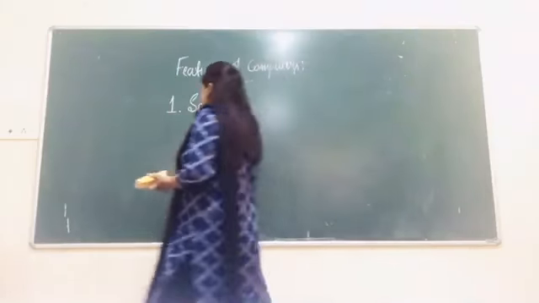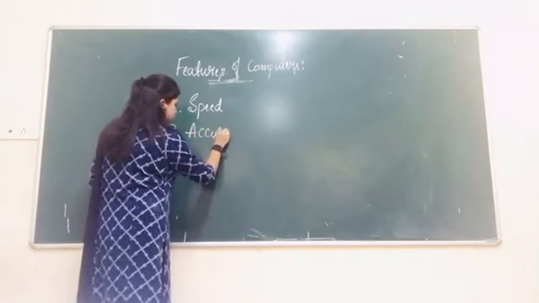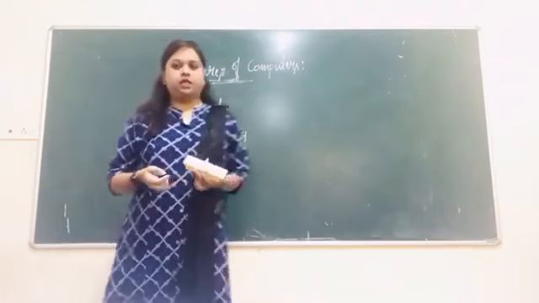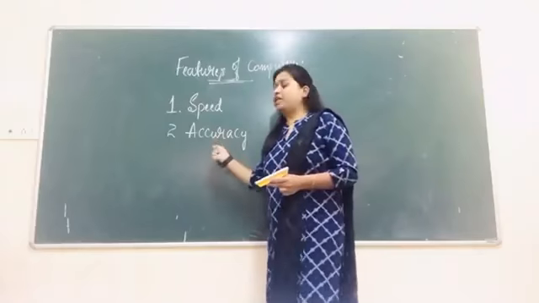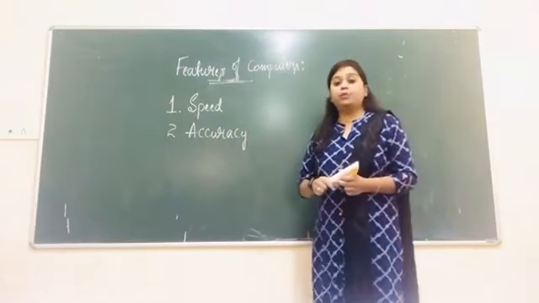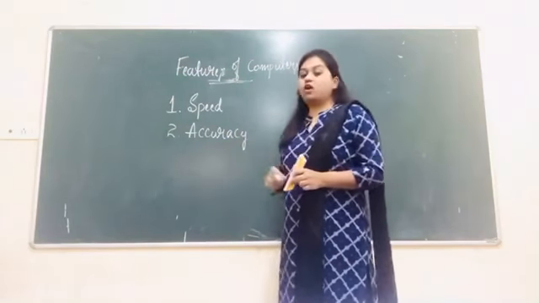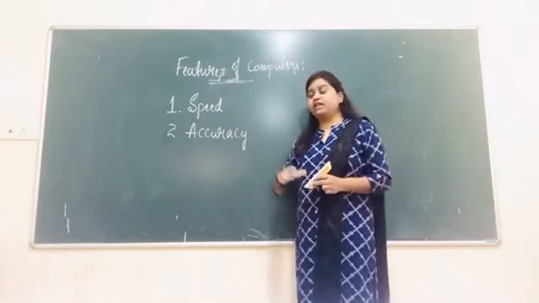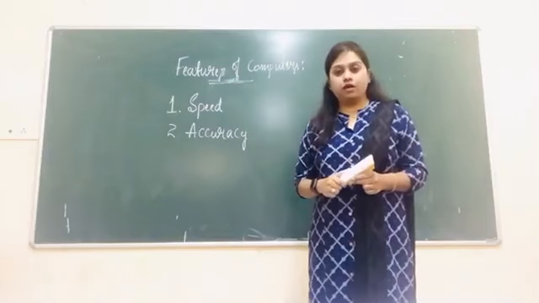And the second one is accuracy. That means the computer is very accurate. The computer does not make any mistakes. It is always able to produce a correct answer. So it is called accuracy. Accuracy is nothing but always producing the desired result or output.